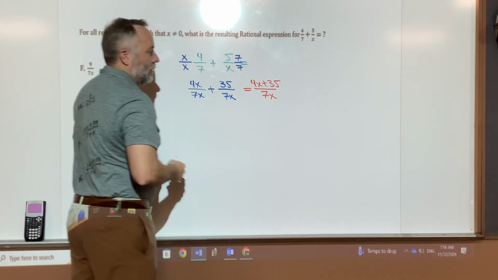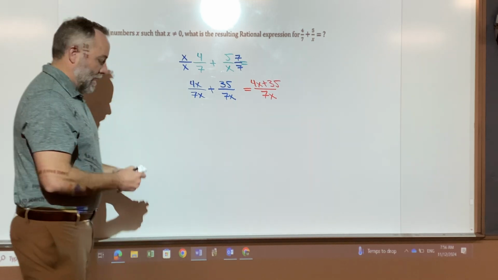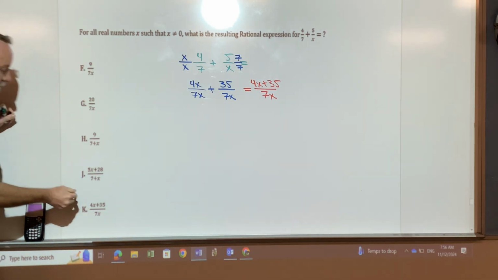So after adding the two, we get 4x plus 35 divided by 7x, and we can find that solution in selection K.